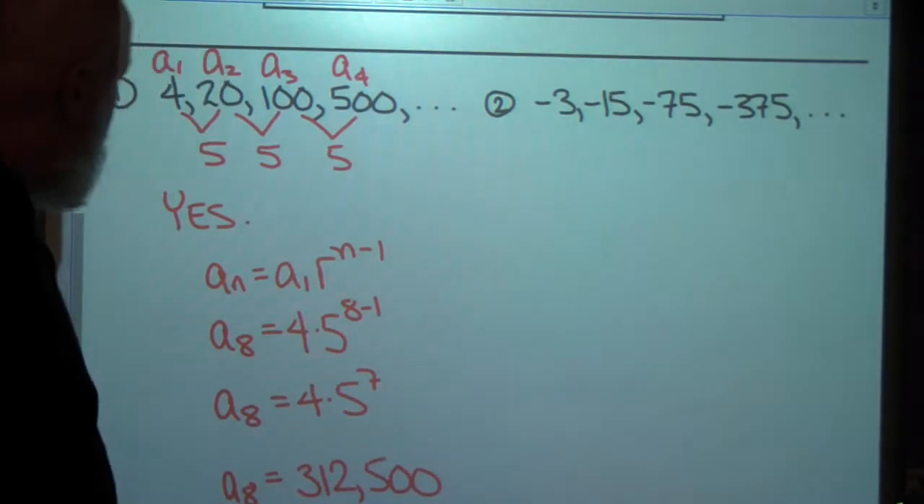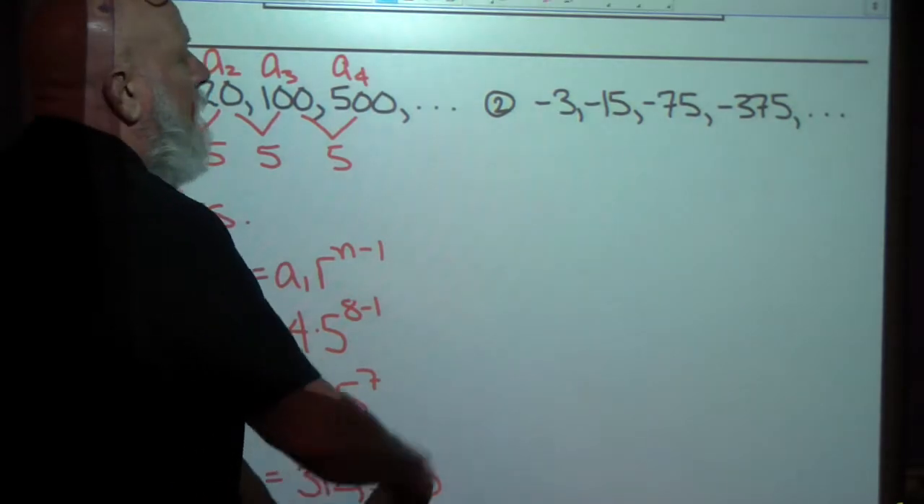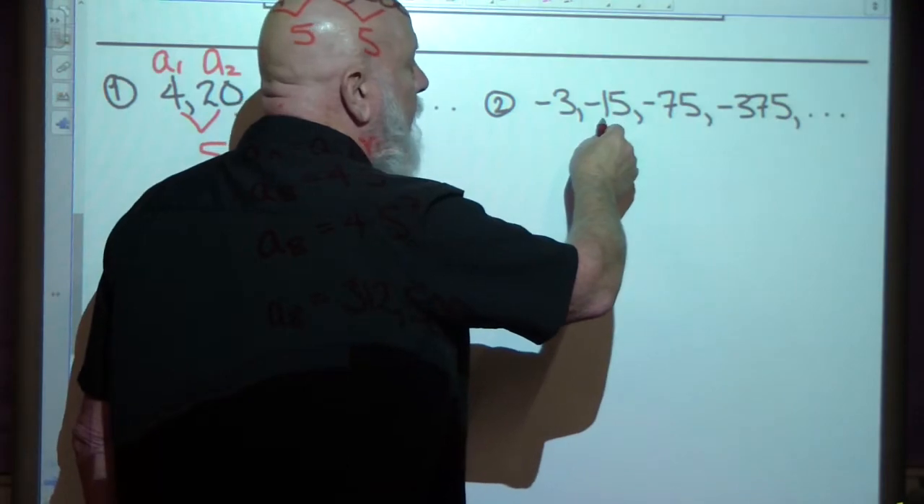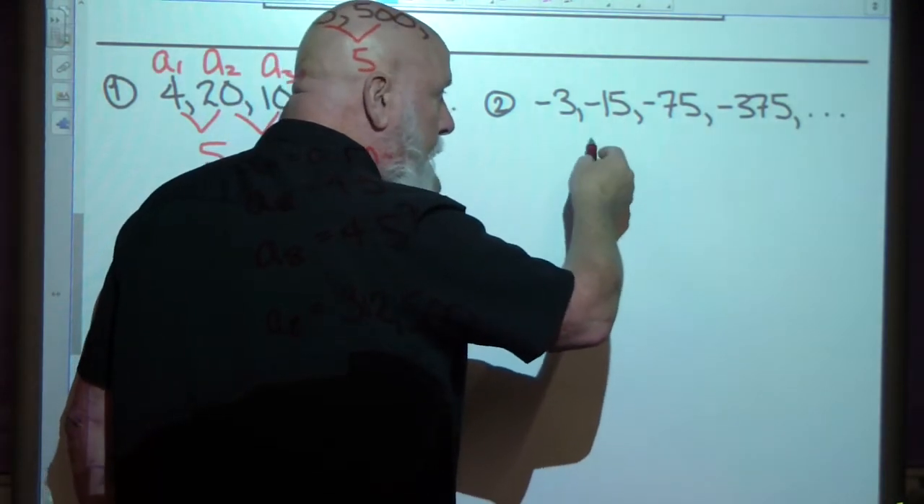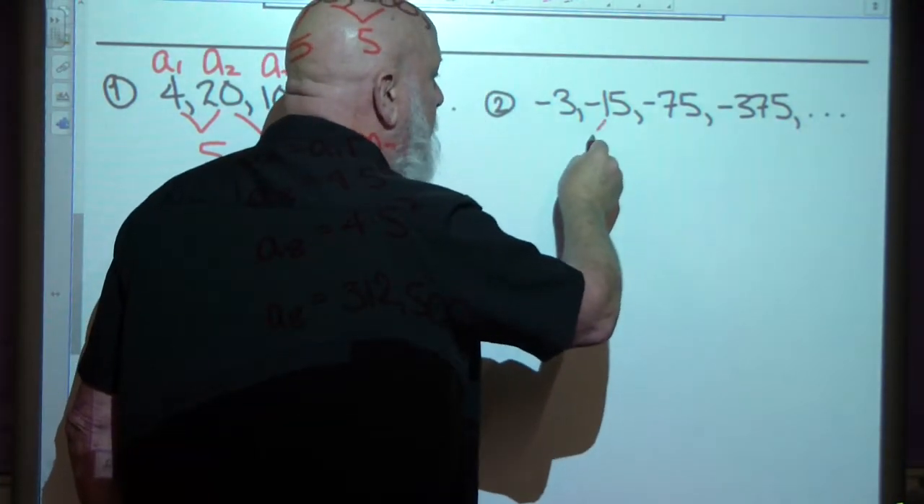Yay! So that's how you work them. Let's do another one. The numbers can be negative, that's no big deal. You just do the exact same thing. We check to see if we have a common ratio, check to see if it's geometric. It just looks like a sequence, so we'll see if it's a geometric sequence.